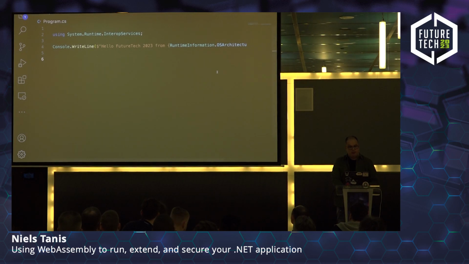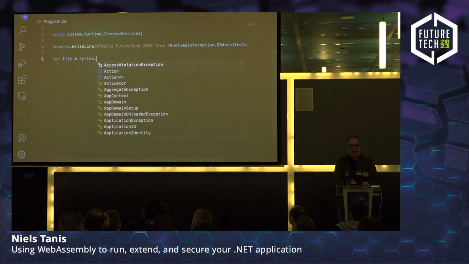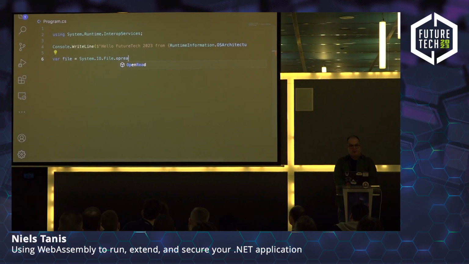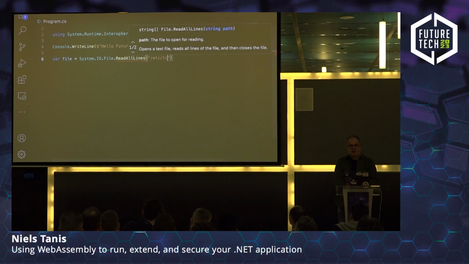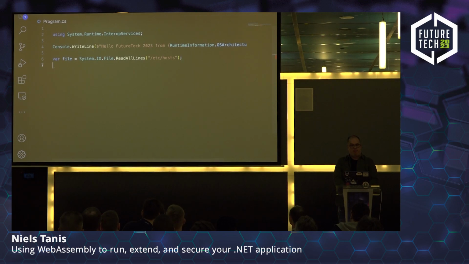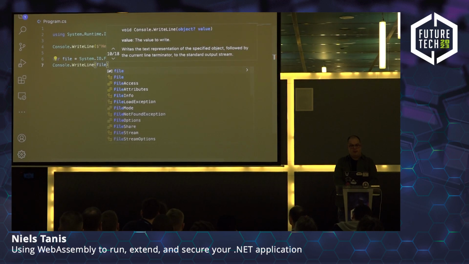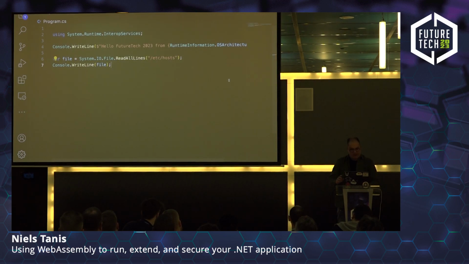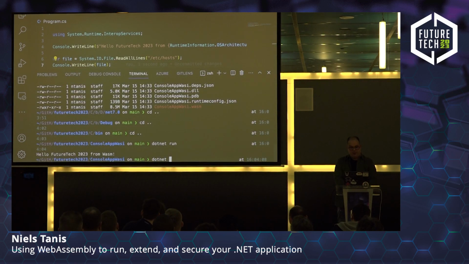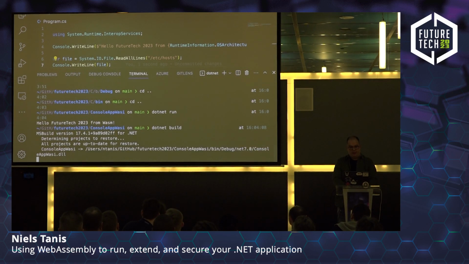What can we do next? Let's say we want to open a file. I'm going to do it anyway. Var file. Let's say I want to read a file that's on my system. I'm going to say System.IO.File.ReadAllLines. And we're going to say I want to open my etc hosts file that's on my system. And then I'm going to say Console.WriteLine file. Open up a file. How straightforward can it be? Basics. If we then say dotnet build, we'll probably see a lot more happening right now with the output. It's doing the DLL. It's taking a bit more time.